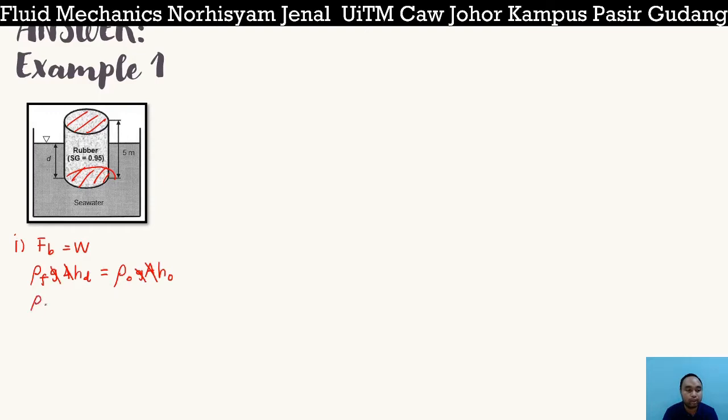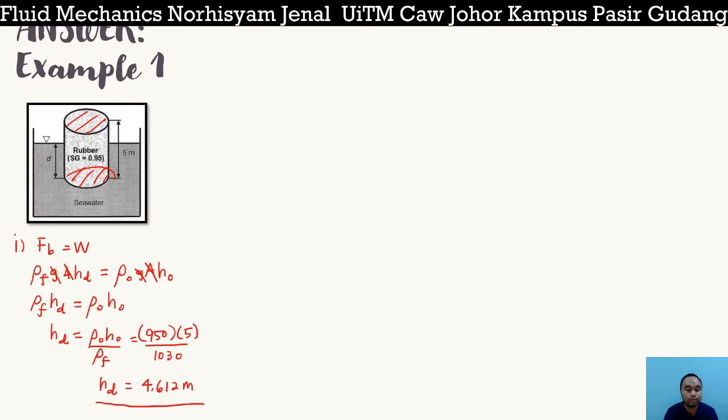So we end up with density of fluid times H, height of displacement, equal to density of object times the height of object. If we rearrange the equation, it is equal to rho object, H object divided by rho fluid. And if you put numbers in, 950 multiplied by 5 divided by 1030, so your HD should equal to 4.612 meter. Done for the first question.